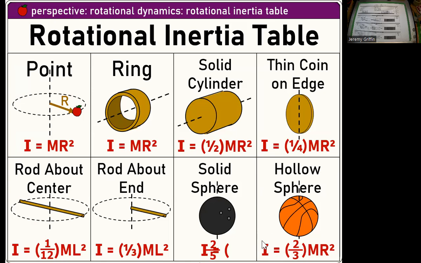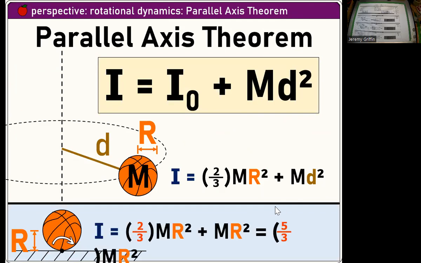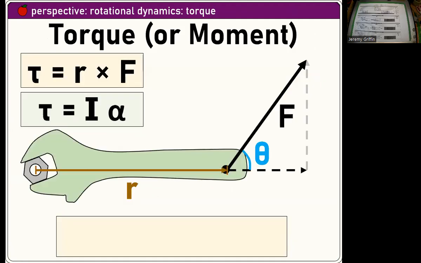Okay. Oh, what happened here? I don't know, it's messed up. 2/5 mr squared for the bowling ball. Parallel axis theorem. I think you should know this. I don't think AP actually asked about it, but I think it's good to know.